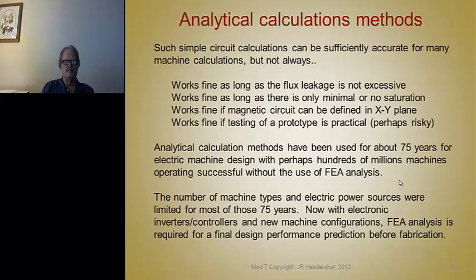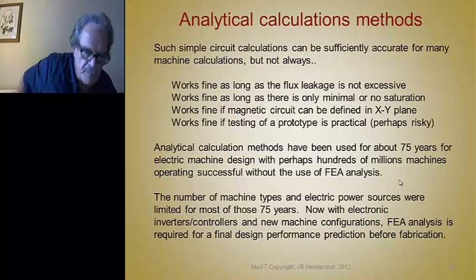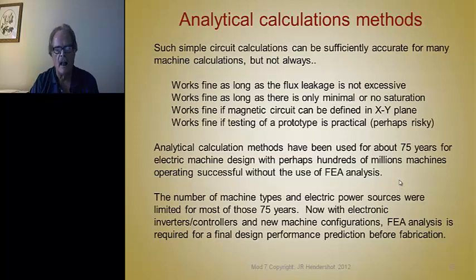Analytical methods have been used for at least 75 years, and there are hundreds of millions of motors that are operating successfully without the use of FEA analysis. So it's always good to keep that in mind, that the old analytical methods, the tried and true classical performance formulas, have served us well in the engineering community, and so don't be quick to toss out those methods.